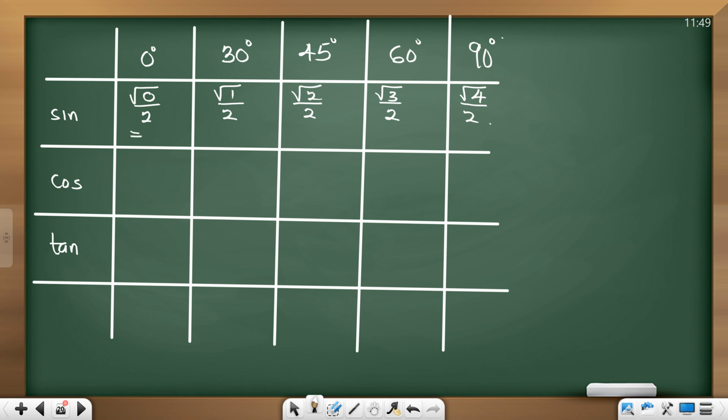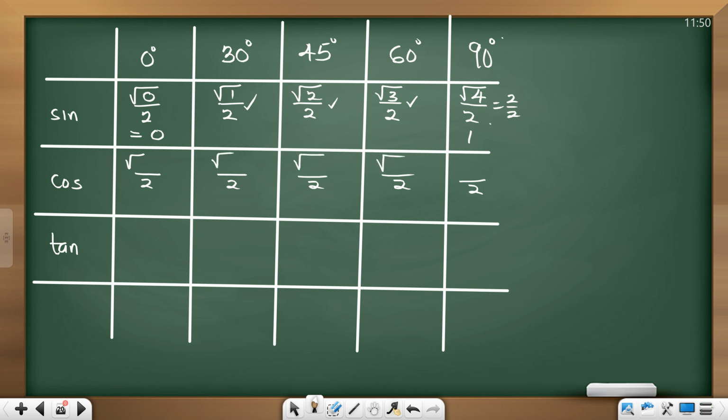Can we simplify this? What is root of 0 over 2? This one is already simplified. This one is simplified. Root 2 over 2 is not 1. But check root 4 over 2: 2 over 2. And that gives us what? 1. Make sense? Same thing. The number is just reversed now.